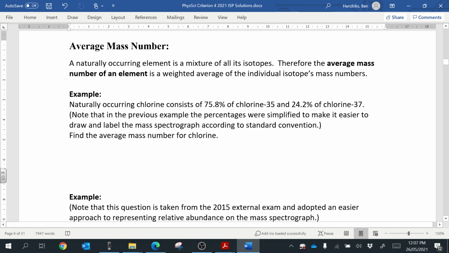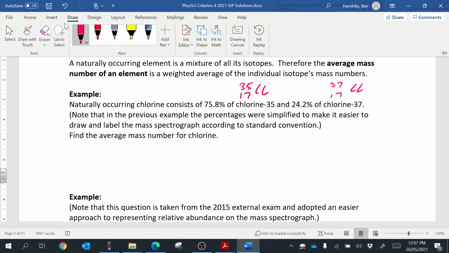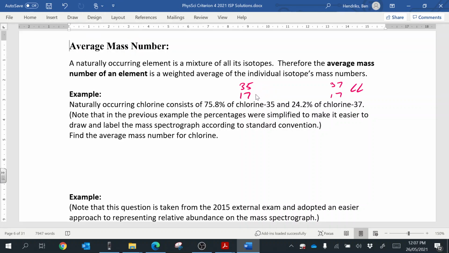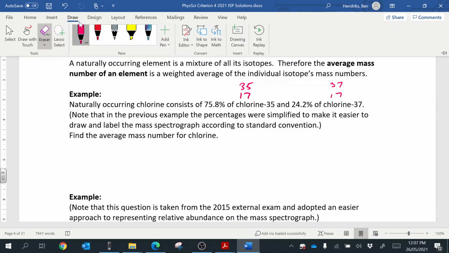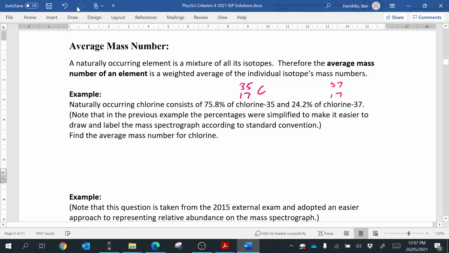Just to make sure we're all on the same page, chlorine has 17 protons, so this will be 35Cl like this, and this will be 17 37Cl. We can see from this that they look like CC, doesn't it? Let me make that nicer. Let me try and get my C's and L's a bit better. So C, L, and C, L. That's how we would do our symbols from before.